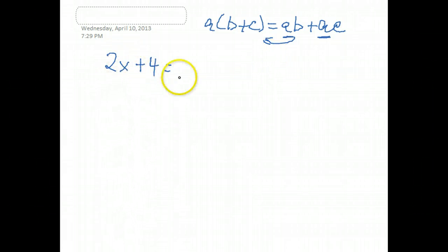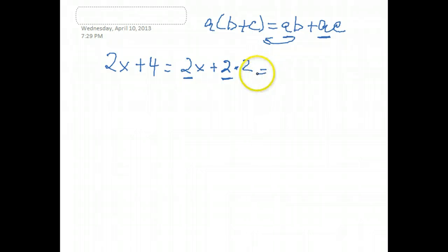Well, if I look at this, I can break it up into 2x plus 2 times 2. So my common factor is 2. And therefore I can take the 2 and put it outside the parentheses. So now I have 2 times (x plus 2). To check whether you did it correctly, you just multiply it out and see if you get 2x plus 4. And 2 times x is 2x, and 2 times 2 is 4, and therefore I did it correctly. Okay? So let's look at a couple other examples here.